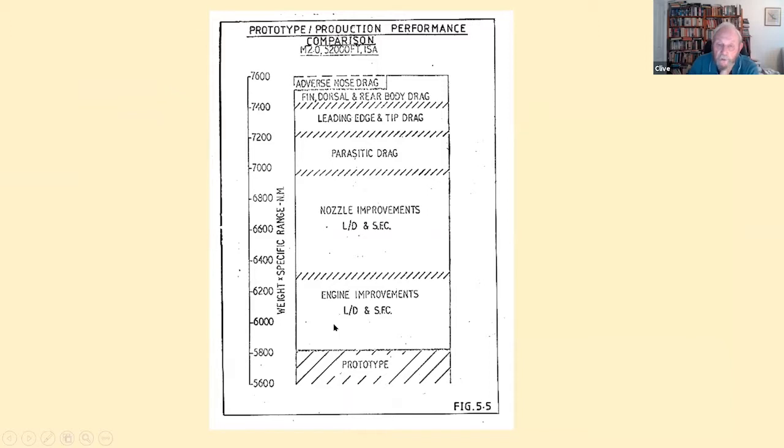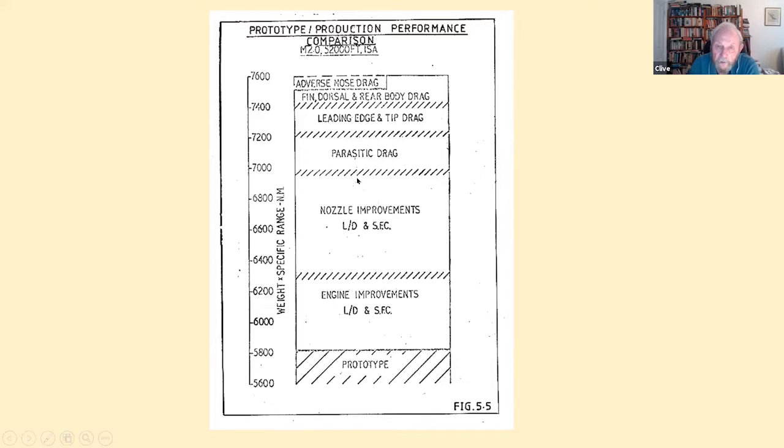Just for interest, I thought I'd put together the changes which we made between the prototype and the production. This is expressed in terms of the Breguet range number, weight times specific range, which is another way of saying it's V times L over D over SFC, which is a measure of the range of the airplane. You can see that most of our improvements actually came from the engine and the nozzle, and I'll turn to those later on.